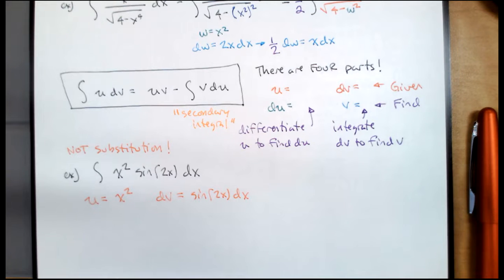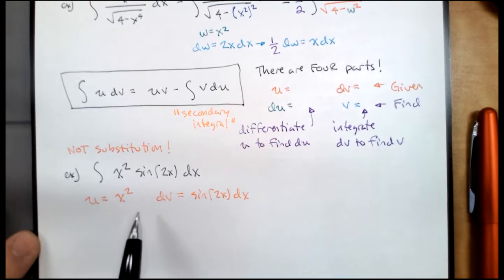So step zero, not substitution. First step, choose what's u and dv. I just use the word choose. You're going to have to decide which is u and which is dv. That raises a question. How will I know which one is u? The answer is you'll just know. Because you'll try it the other way and it won't work. It'll be really annoying, but that's part of the process. So I made the choice for you where u is x squared and dv is sine of 2x dx.